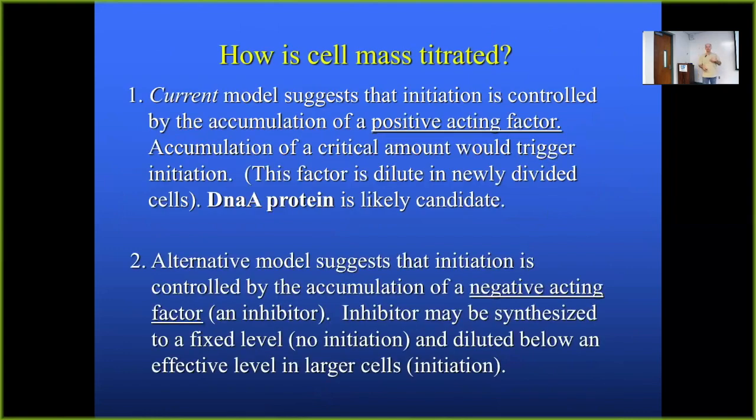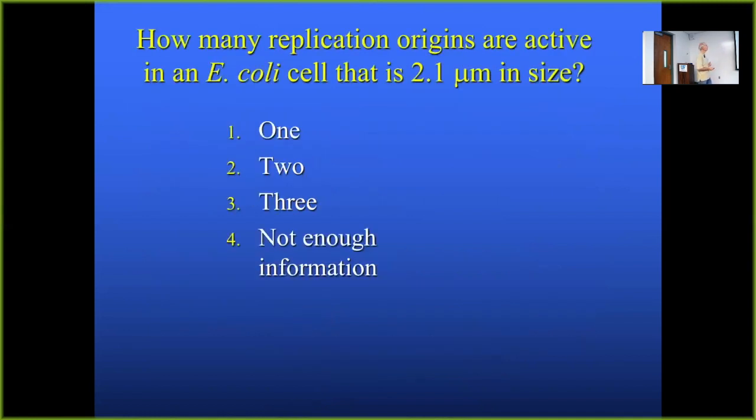And then how is mass titrated? There are two theories that both might be correct. You could need the buildup of a positive factor. Well, you need DnaA, right? So DnaA sort of fits that model. When you get a high enough concentration of DnaA, it congregates at the origin and eventually ends up melting the origin, triggering initiation. There's also a model that says there's a negative acting factor and it has to be diluted out by the swelling in the growth. The data is consistent with that also, but we don't have any clear idea of what these negative things may be. How many replication origins are active in an E. coli that's 2.1 microns in size? Well, that's above 1.7, but below 3.4, so I'm going to go with 2.